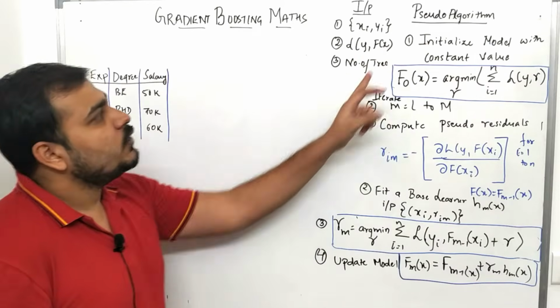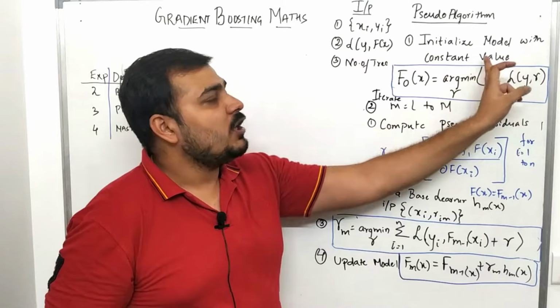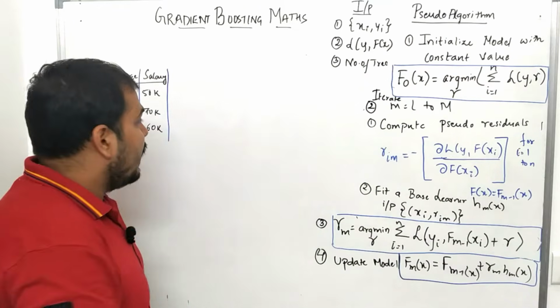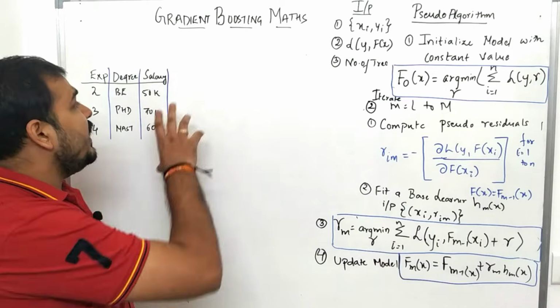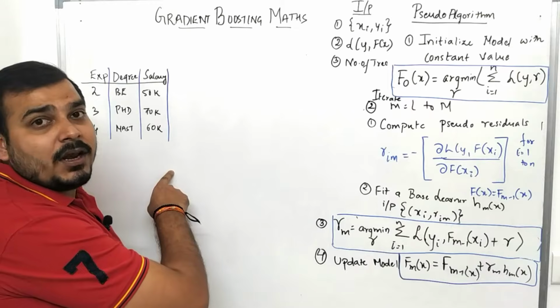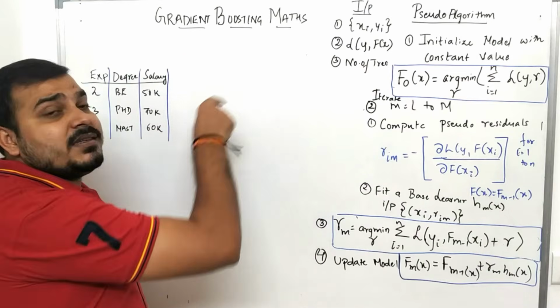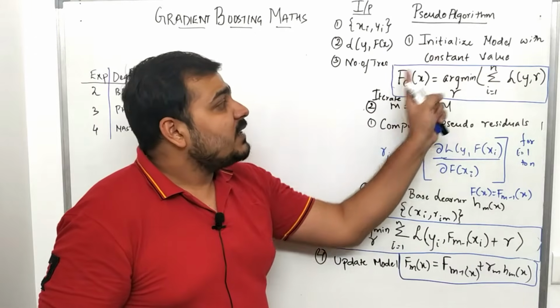Now let us go ahead and see the pseudo algorithm. The first step is to initialize the model with a constant value. We need to create a base model, the first model. And I also told you in my previous explanation of gradient boosting that we need to find the average of all these salary values, and that will be the output of the base model. But over here we need to apply this particular formula.